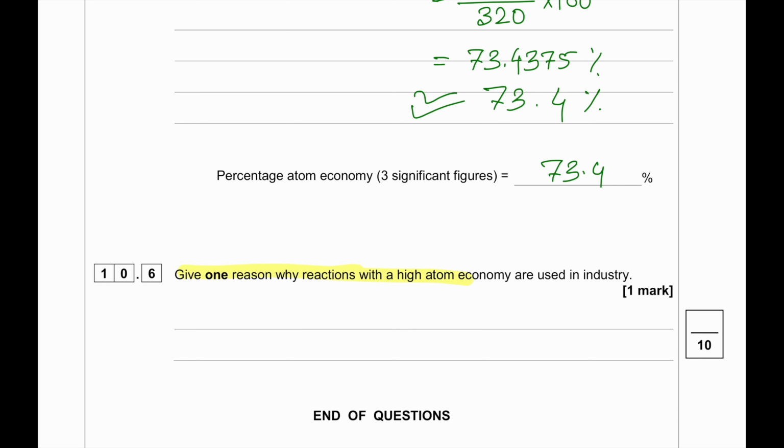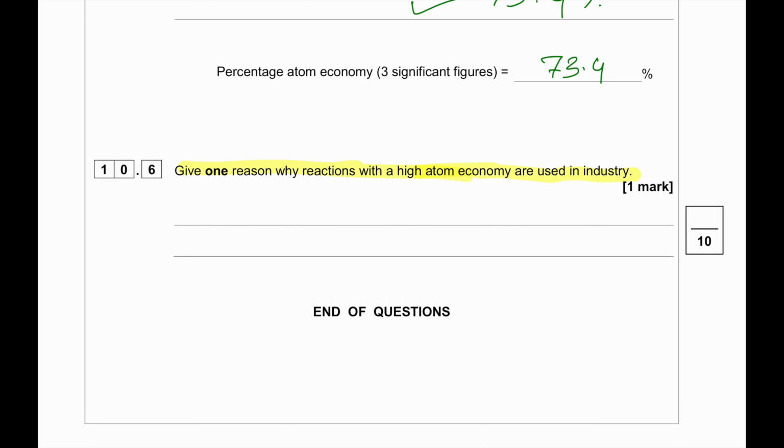Give one reason why reactions with high atom economy are used in industry. Reactions with high atom economy are good for the environment because they produce less waste. So it's very economical.